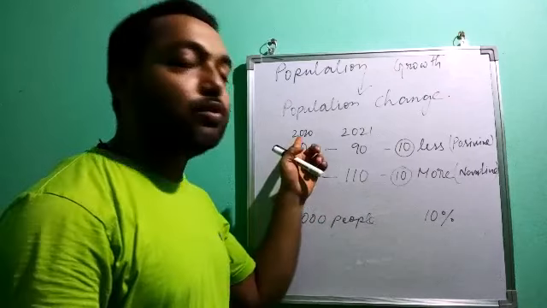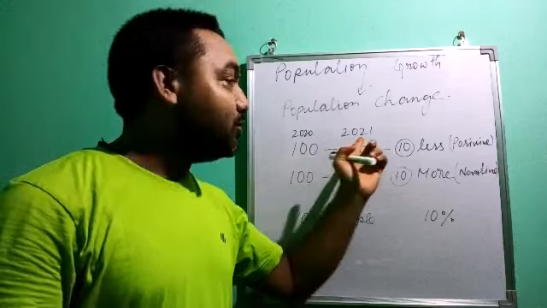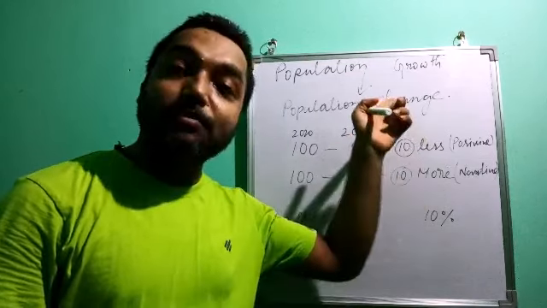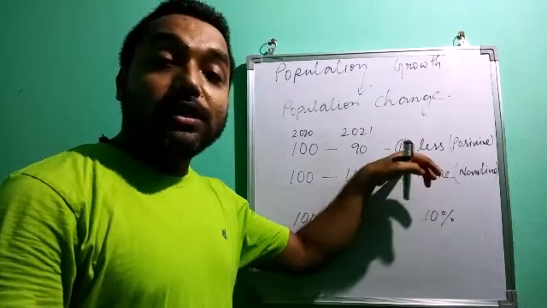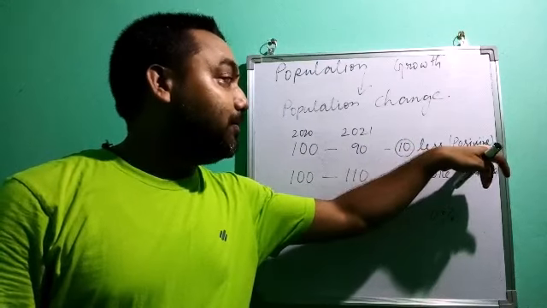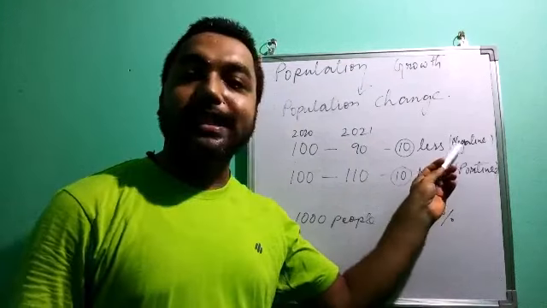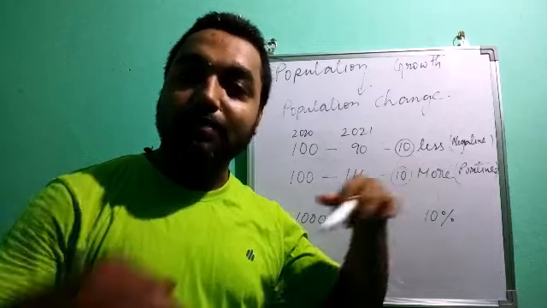For example, in 2020 in a particular place there were 100 people. In 2021 it has become 90 people. That means 10% has become less, 10% has decreased. So this is what is called negative population growth, because population has gone down, become less.